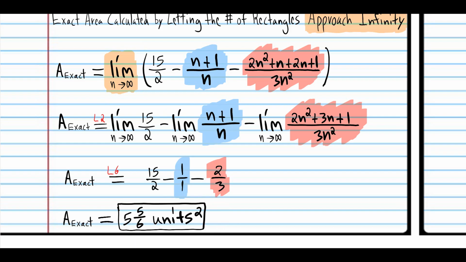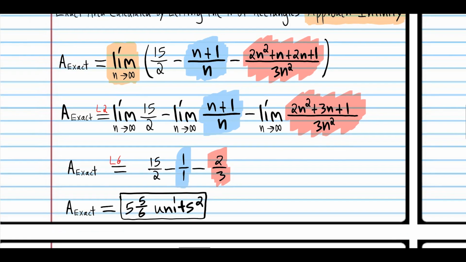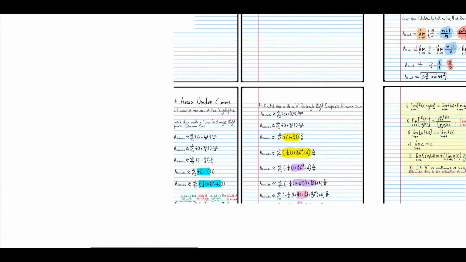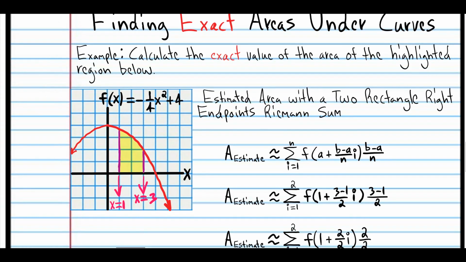The sum of the areas of the rectangles cannot go past this number. It just gets closer and closer to the number. So we say, well, this number must be the area. It's the exact area. So that is the exact area in square units. Remember, area is measured in square units. That's the exact area of this shaded region between the x-axis and the graph of the function.